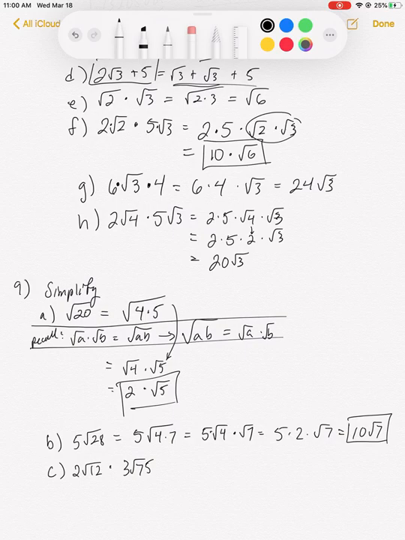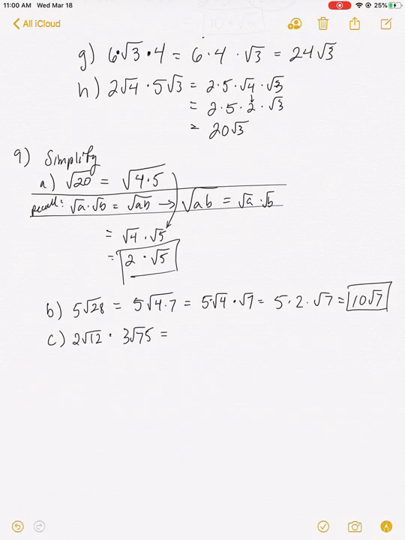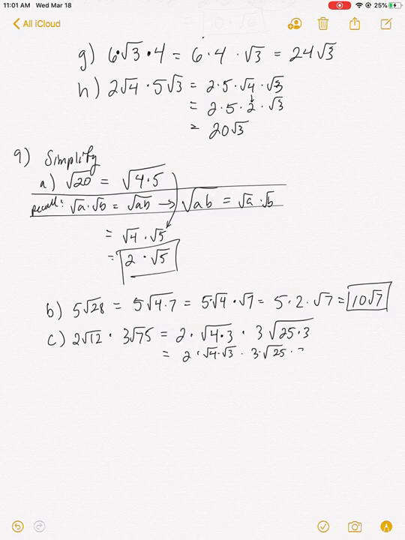Okay, so now that you've worked on that, we're going to break up 12 into 4 and 3, 4 times 3. And we're going to multiply that by the 3 times the square root of 75. 75 we can break up into 25 times 3. Okay, so now what we have is 2 times the square root of 4 times the square root of 3 times 3 times the square root of 25 times square root 3. Then we have 2 times square root 3 times 3 times 5 times square root 3.